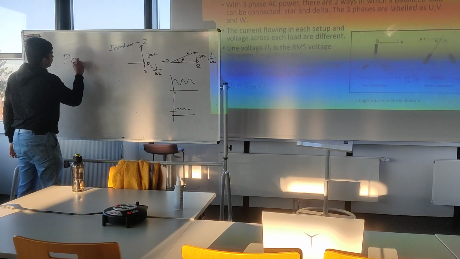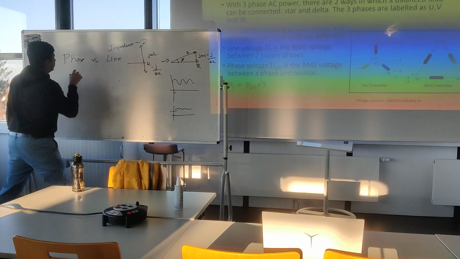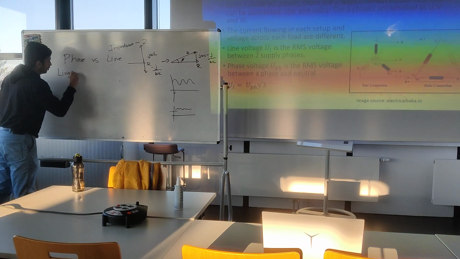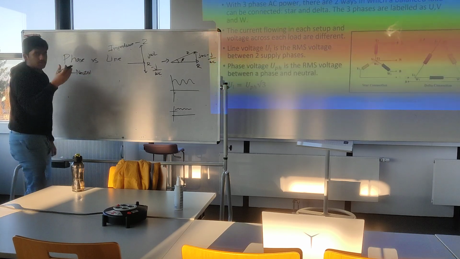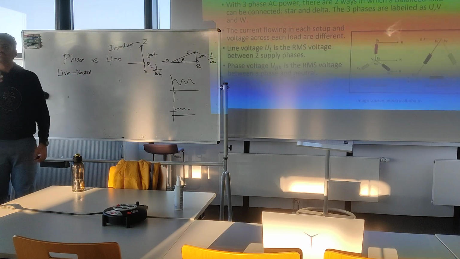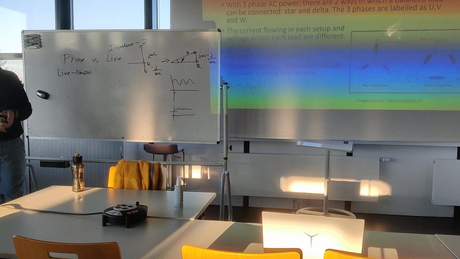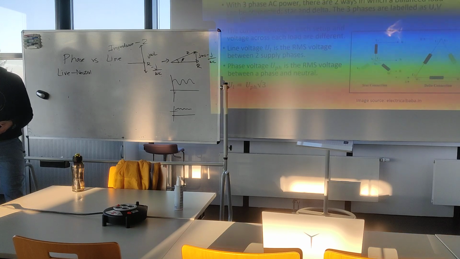Phase versus line. The phase voltage is from the live wire to the neutral wire. If you look at the AC power socket, there's a big one here I could have shown you. You'll have some sign saying it's 230 volts slash 415 volts. What does this 415 mean? You always say 230. What is this 415?